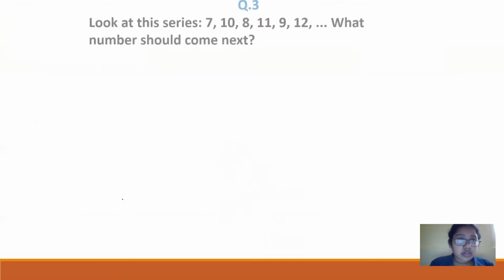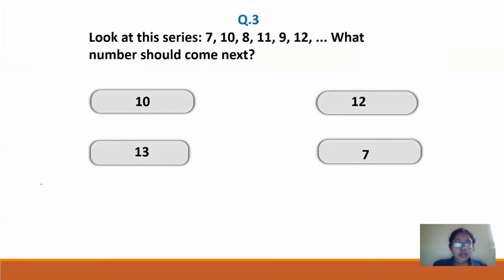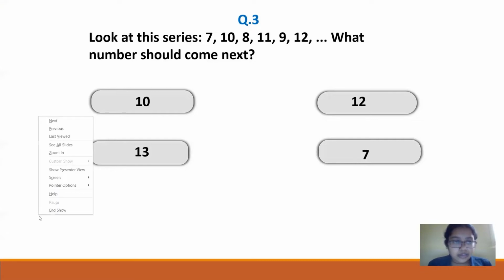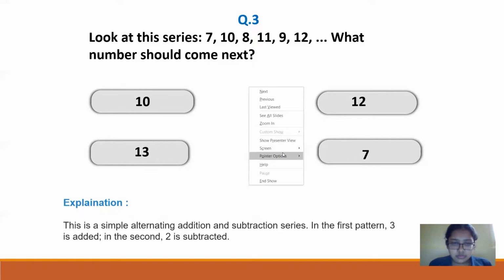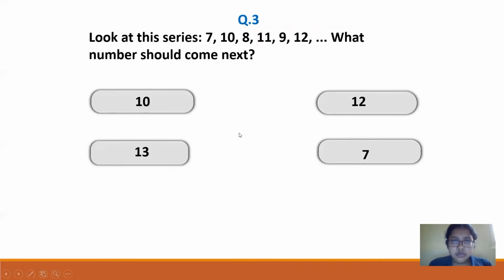Let's take a look at a question. So, first question. Look at this series: 7, 10, 8, 11, 9, 12, dash. What number should come next? As I have said, look at the pattern. My first tip was, look at the pattern. So let's see the pattern, guys. If you look at the pattern, you will see that there is something like plus 2, minus 2, meaning it is following some kind of pattern.